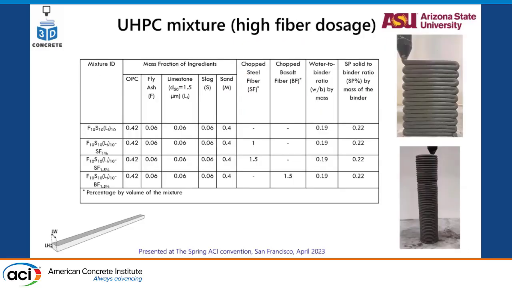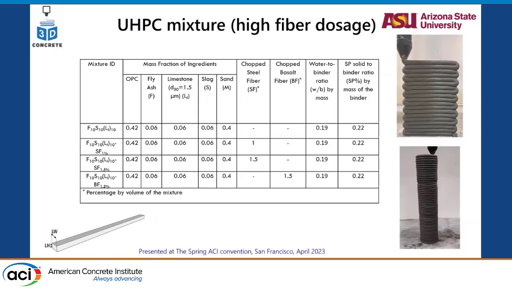So now that was with low fiber doses. Okay, I forgot to mention that, I guess. It was a 0.28% volume fraction of fiber for both the steel and basalt fiber that I showed before. So that was a lower volume percent. Why not try a higher volume percent?